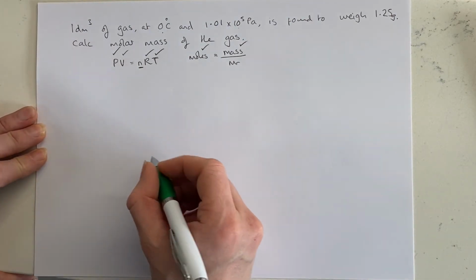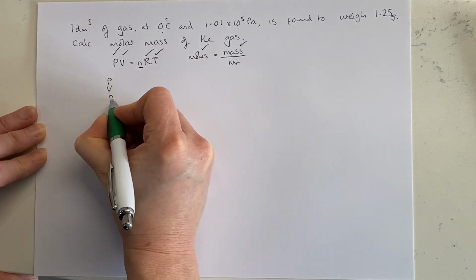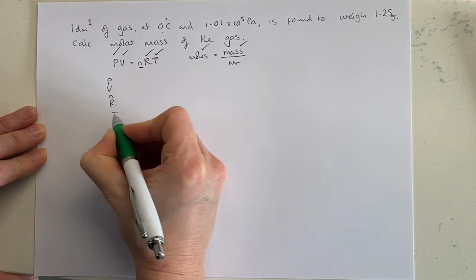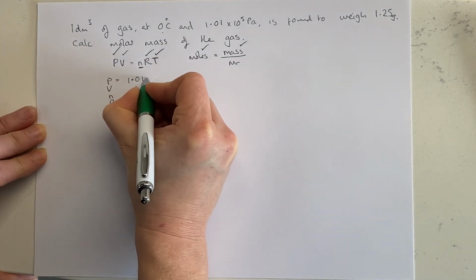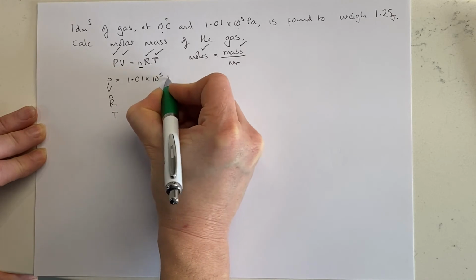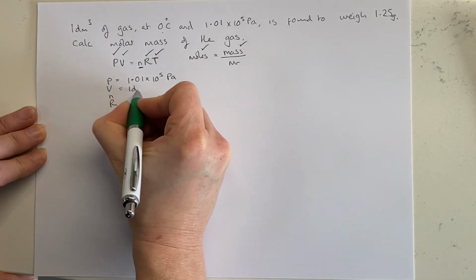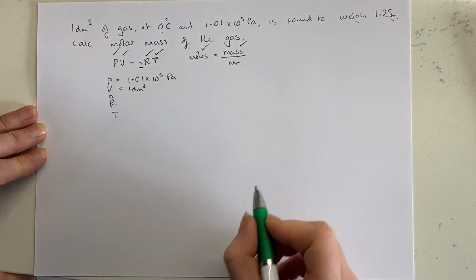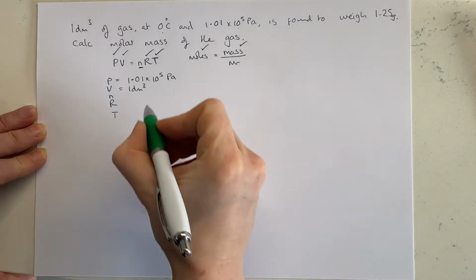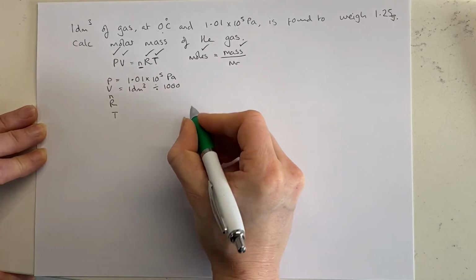Just like the previous question, the main thing here is to check that you've got all the numbers in the correct unit. So pressure I want in pascals, it's already in pascals. My volume, I have it in decimeters cubed and I want it in meters cubed. So I need to divide it by 1,000.